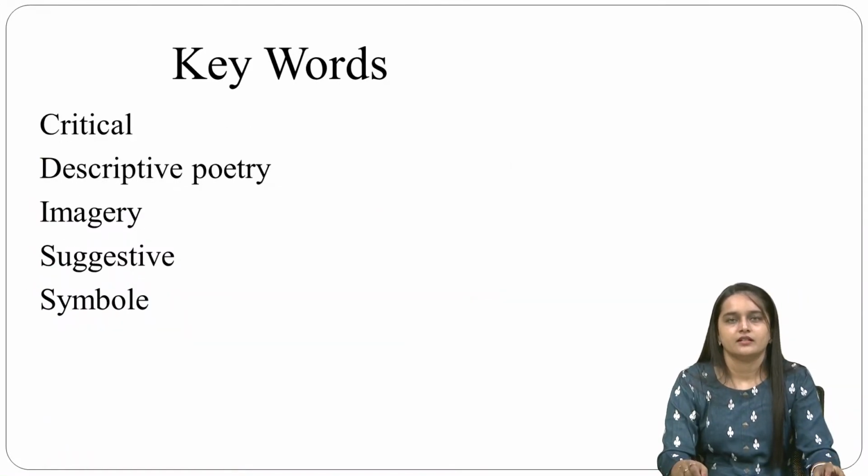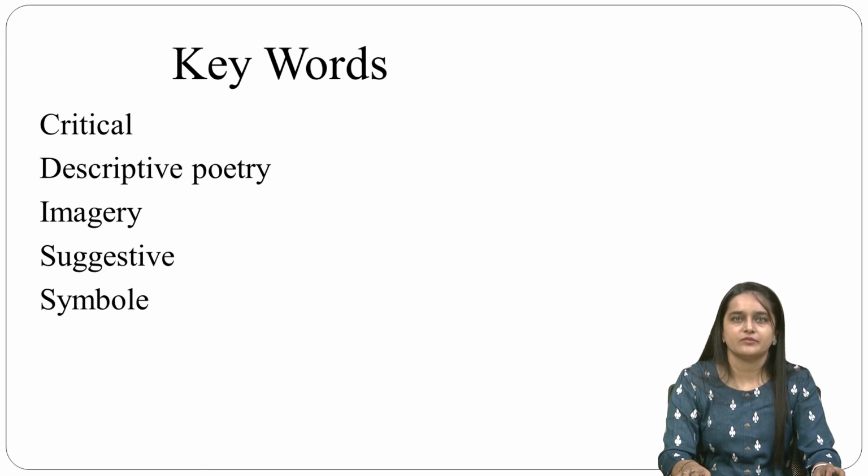Keywords. Many keywords are used here in this poem. First keyword is critical. It means using or involving careful judgment of good and bad parts of something. Second keyword is descriptive poetry. Descriptive poetry is a poem which uses detailed words in order to create imagery of person, animal, or inanimate object.